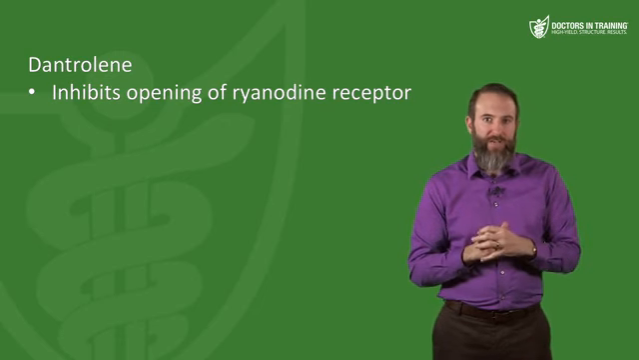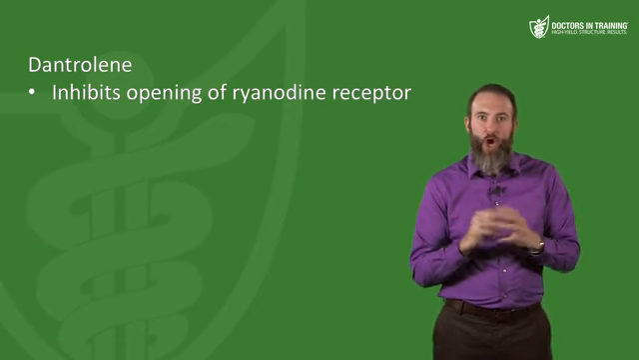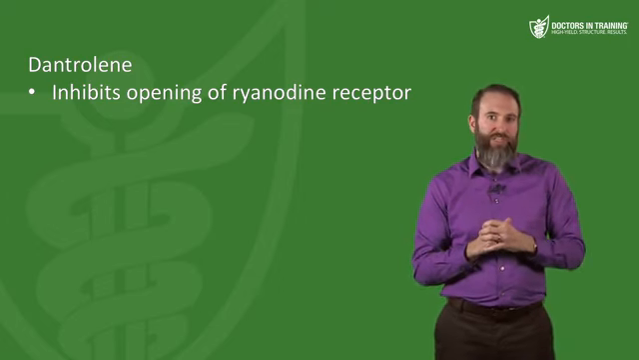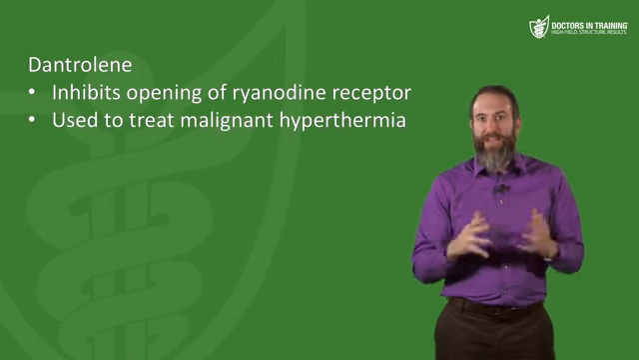Okay, so going back to what induced the calcium to come out of the sarcoplasmic reticulum, that was the ryanodine receptor. Now I want to focus on that for just a second because there's a specific drug that inhibits the opening of the ryanodine receptor, and that drug is dantrolene. Dantrolene is a drug that's used in the treatment of malignant hyperthermia.